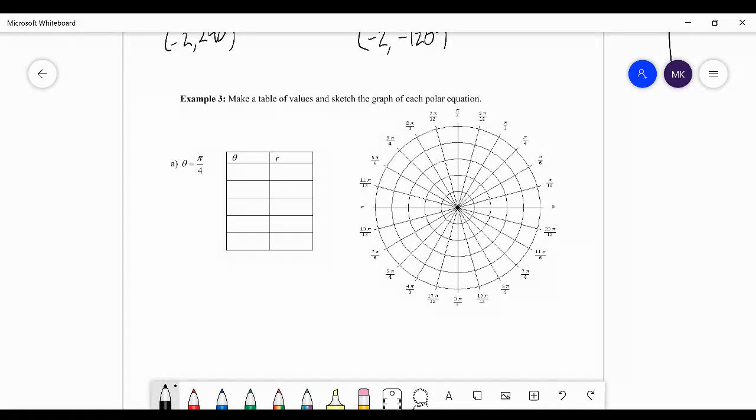So let's make a table of values and sketch the graph of each polar equation. This right here looks totally different. You're like, whoa, what is this big circle thing? That is a polar grid. And if you notice, the black dot in the middle, that is our pole. Just like the unit circle, we start with 0, pi over 2, pi, 3 pi over 2, and then if you want 2 pi. And we can label these rings 1, 2, 3, 4, 5. So this is the polar equivalent to doing a 5 by 5 XY grid.